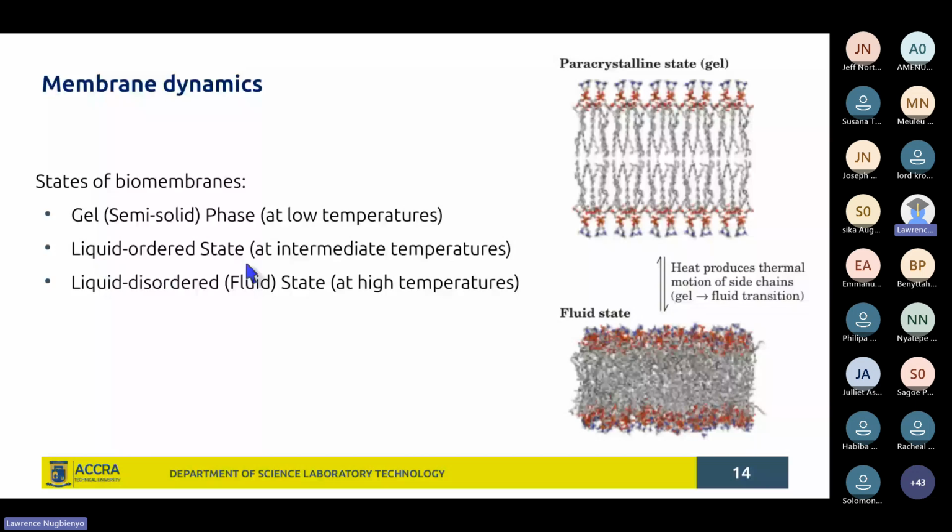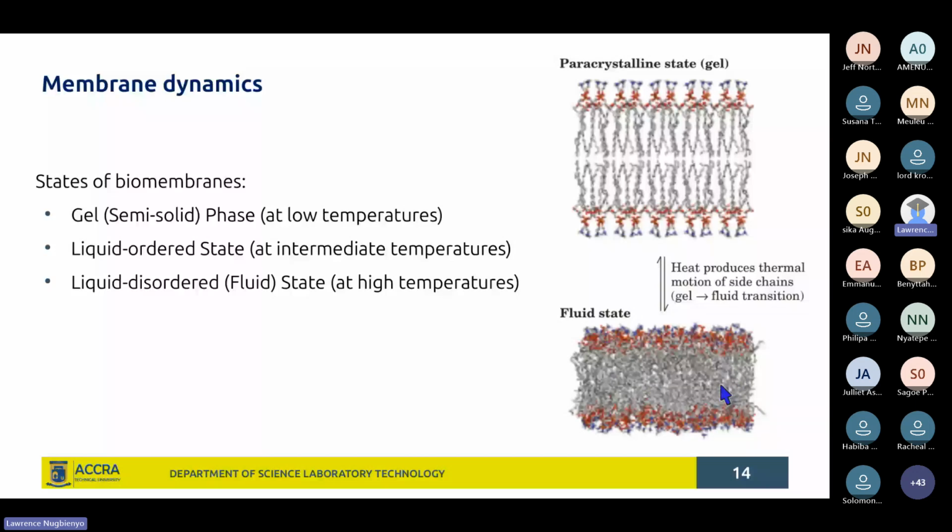But then as temperature increases, you have some liquid ordered states. That is to say, at an intermediate temperature, at a temperature not so high, you have slight movements, and so you have some liquid states, not gel, but ordered. And as the temperature increases, you have a more fluid state of the membrane, what is being referred to as a liquid disordered state. And that's what you actually see below here, the fluid state, where you cannot see distinctly the phospholipids that are forming the bilayer.